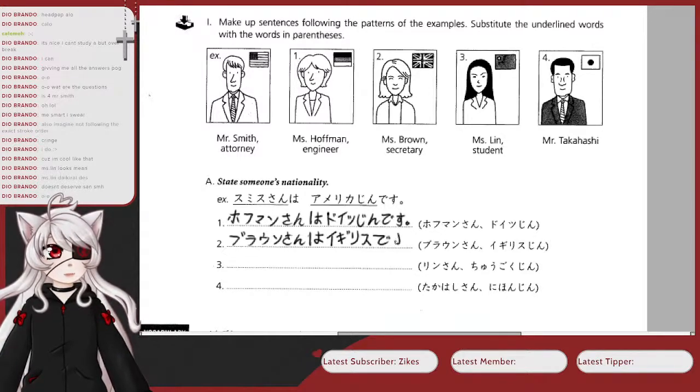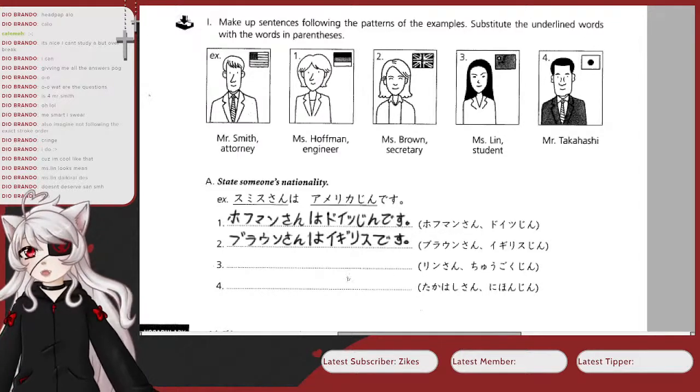Oh god, please don't let any Japanese people see my handwriting.